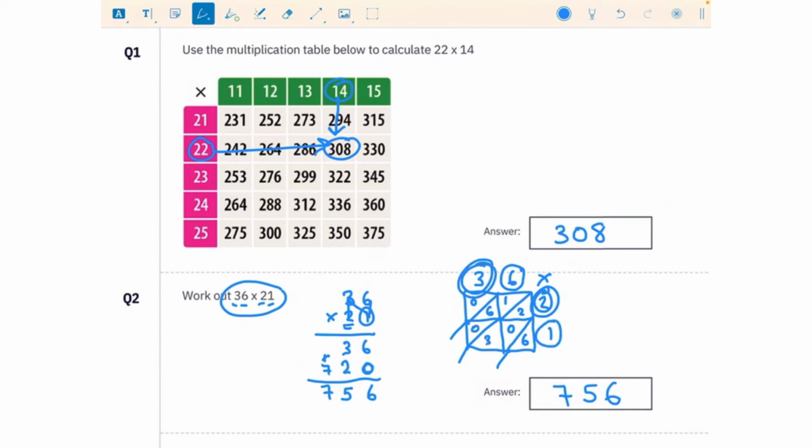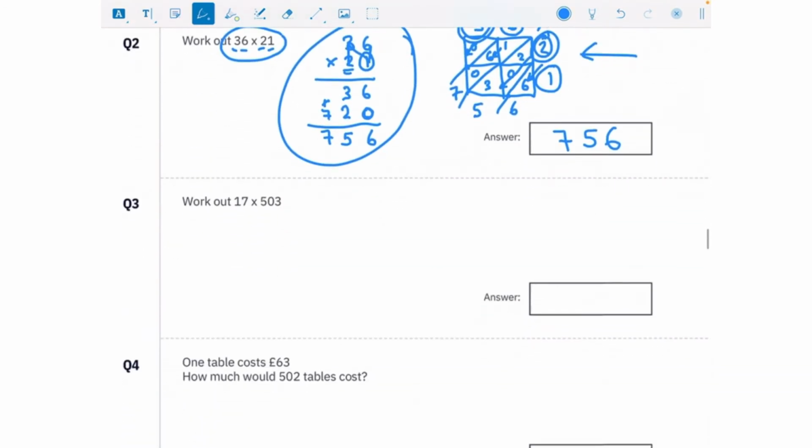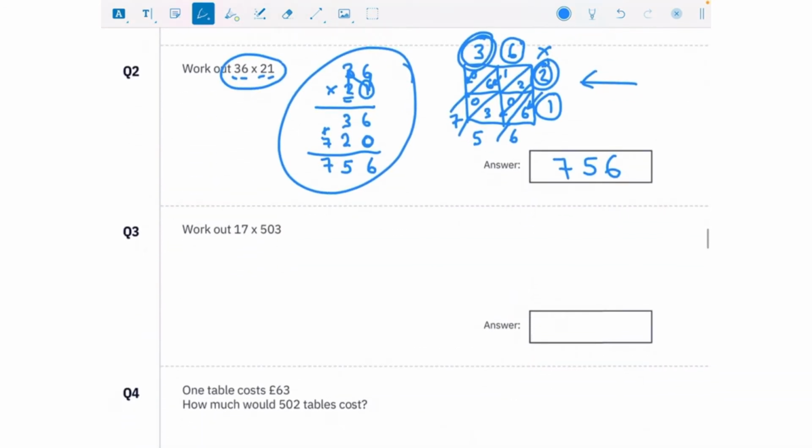And then all you need to do is add down the diagonal columns. So in this first diagonal column, you've just got 6. In the next diagonal column, you've got 2, add 0, add 3, so that's 5. And in this last diagonal column, you've got 6, add 1, so that's 7. This just makes 0, so that's fine. 756. So that's another method. If you got to the end of year 6 and you weren't confident with this method, feel free to have a go at this one, because it's secondary school. That's absolutely fine. Work out 17 times 503.